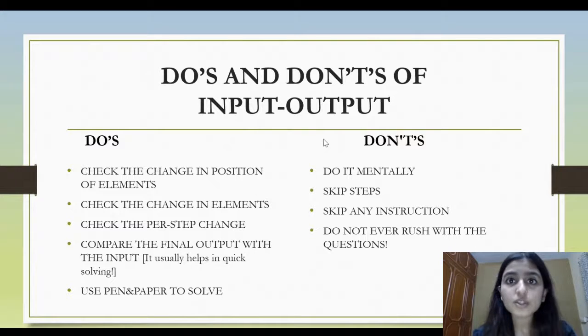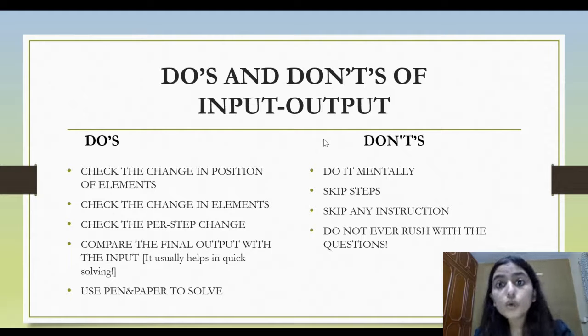Next, check the change in elements. So say in this example, your input is A, B, C, D, but your output is B, C, D, E. What has been done? Essentially, all the elements have been changed to their +1 elements, that is, to the alphabets which follow those alphabets in the alphabetical order. So A was changed to B, B was changed to C, C was changed to D, and D was changed to E. This is what is meant by a change in the elements themselves.